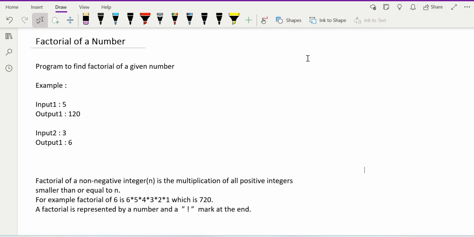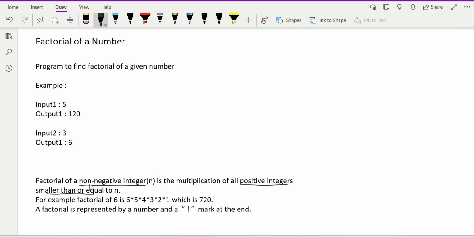Before jumping to the solution, first of all, let's understand what the term factorial is. So as you can see here, the definition: factorial of a non-negative integer n is the multiplication of all positive integers smaller than or equal to n. You can see there are two terms, non-negative integer and positive integers. These two are totally different. Let's first understand the difference between non-negative integer and positive integers.